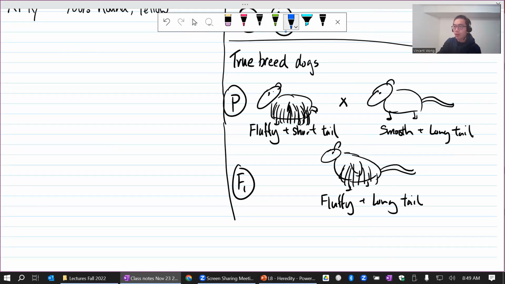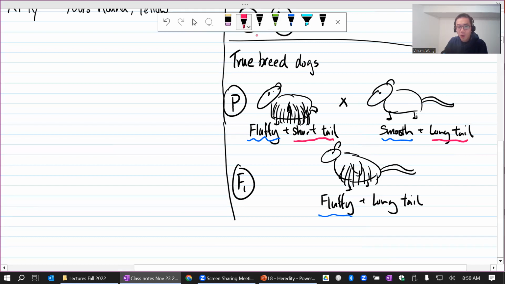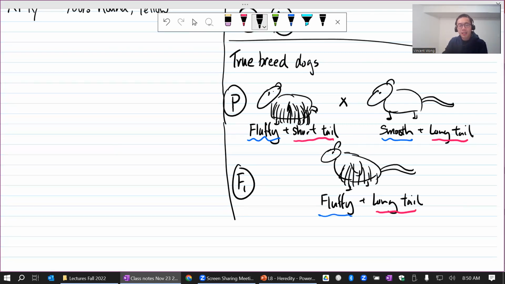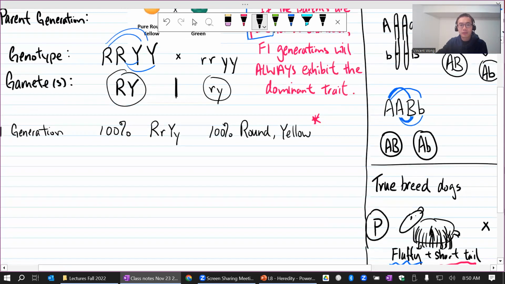Okay, so you understand there are two traits here. It's either fluffy or smooth. I didn't tell you which one is dominant, right? We don't know which one is going to cover up which one. And then the second trait is short tail versus long tail. Just like the question in the plan, is yellow, green, round, or wrinkle? These are the traits, okay? So when you breed them together, the offspring, the F1, is fluffy and long tail. Because of what I told you here, over here, right?